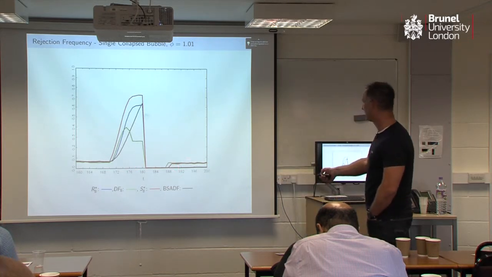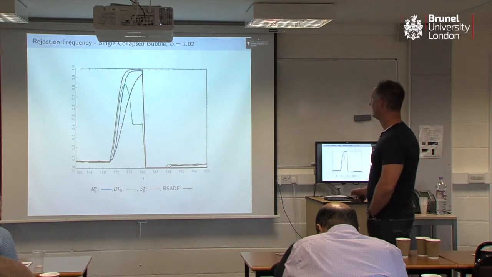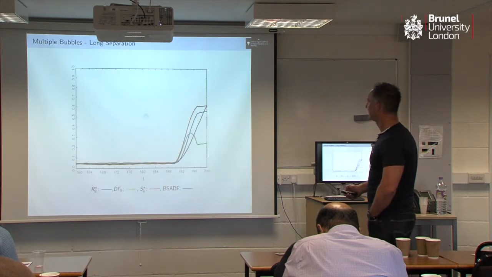So the idea is that if you then add another bubble over here, these are going to be correctly sized and therefore more powerful. This is going to be down here, and I imagine that's just increasing the parameter. You can see the same kind of thing. And here's an end of sample just to show you what happens there. This is what I call a long separation.